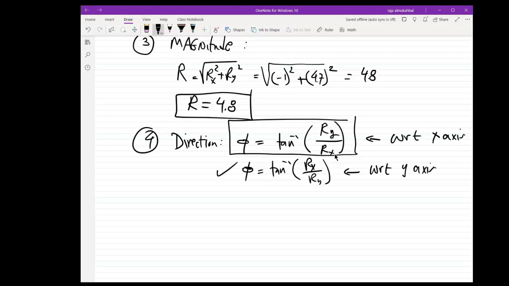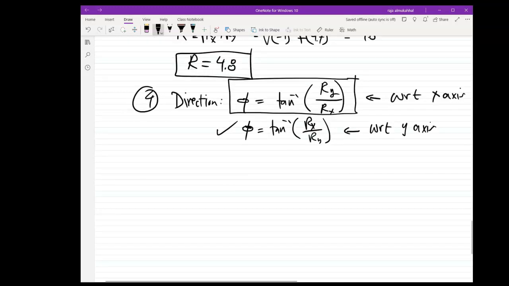So Ry over Rx, which is opposite over adjacent, will give you the angle with respect to the x-axis. This is just a little tip for you, okay? So I will always use this formula, y over x rather than x over y. You got that? All right, so let's do that.